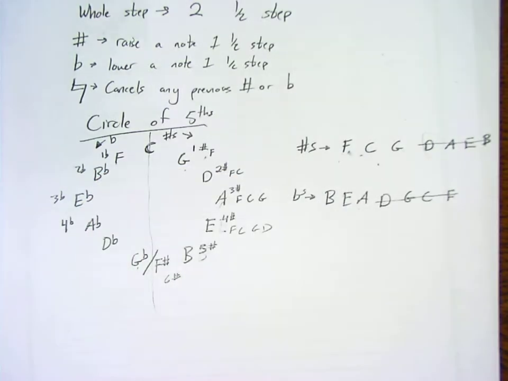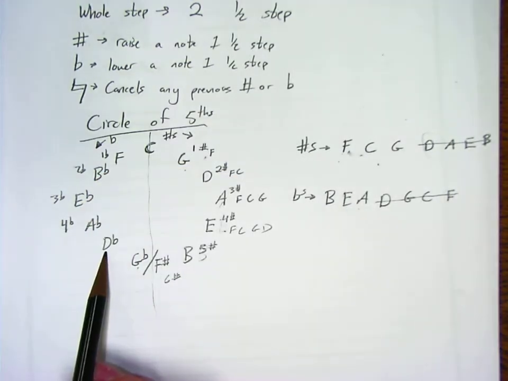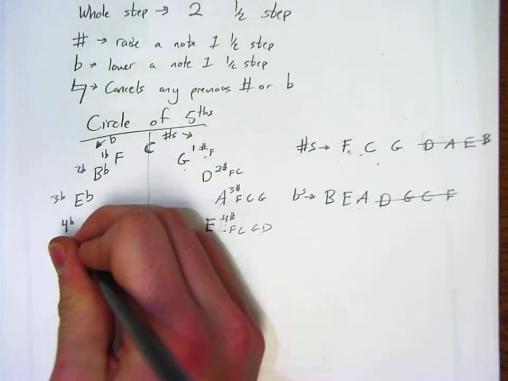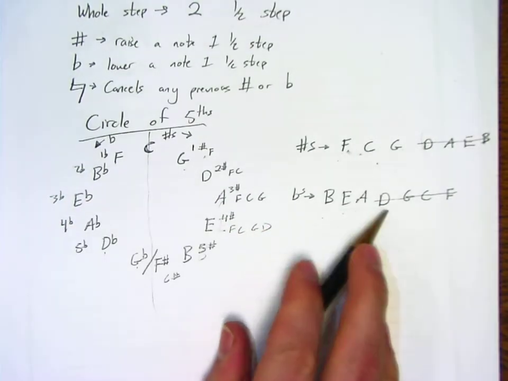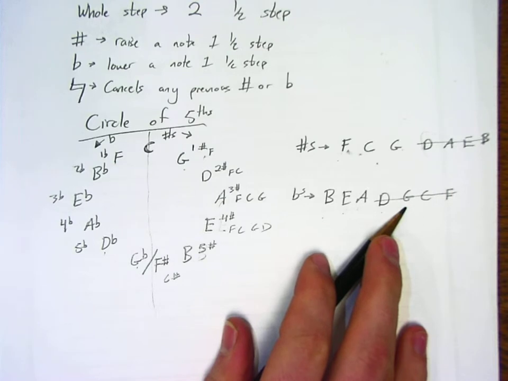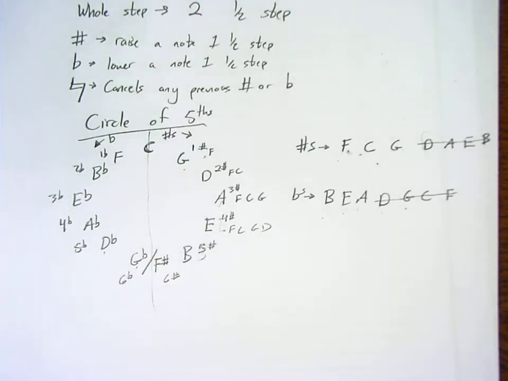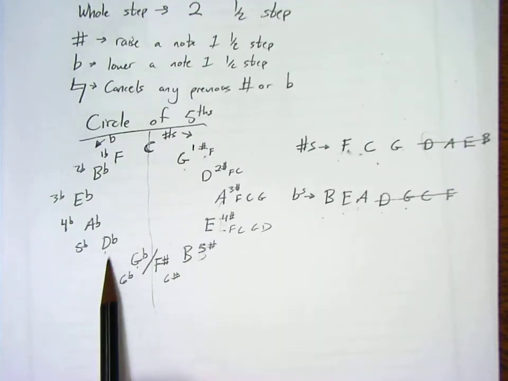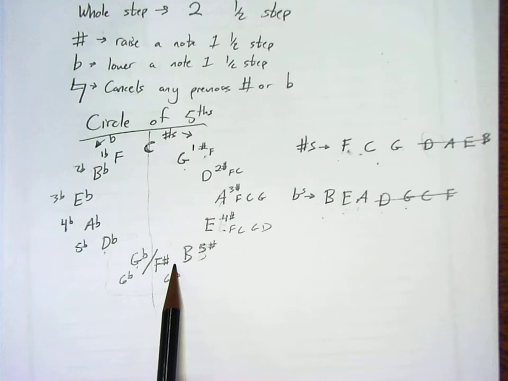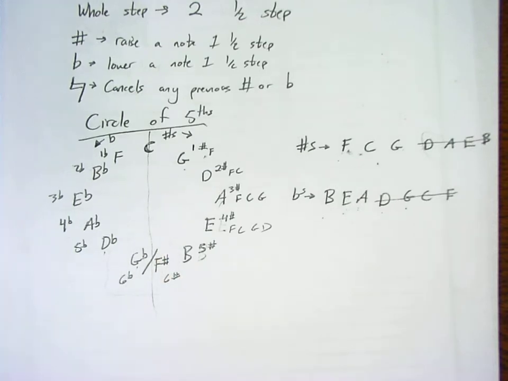We'll do a knowledge test here. We've got D flat. Come over here. You know we're going to have 5 flats. They are going to be B, E, A, D, and G. 1, 2, 3, 4, 5. Then G flat also has 6 flats. So 6 flats or 6 sharps. If you play it on the piano, these two will sound exactly the same. It's just what notes they're written as.